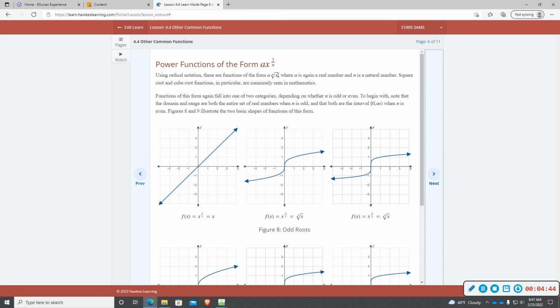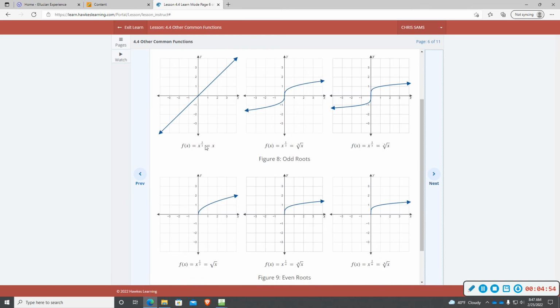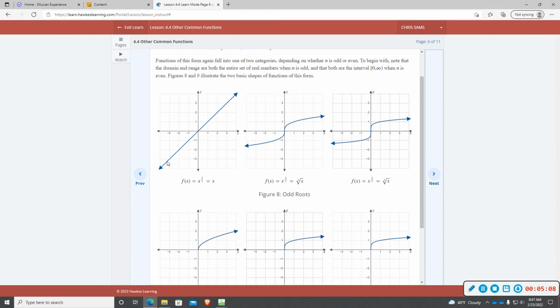So these are radical forms, radical functions, square root functions. Whatever the bottom number is, that's the root that you'll be dealing with. So if it's 1 over 1, it's just regular x. 1 over 3, that 3 is the cube root. So the bottom number is the root. And then 1 over 5, that's the fifth root. And again, notice they're all going left to right. Anytime you're dealing with odd, it's increasing left to right.